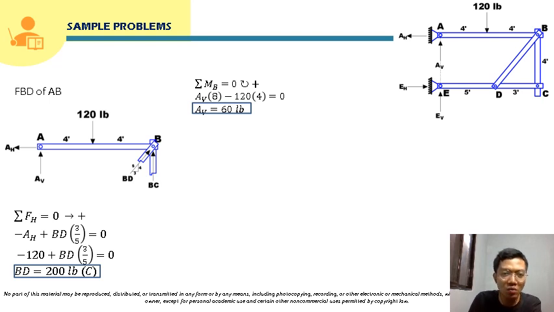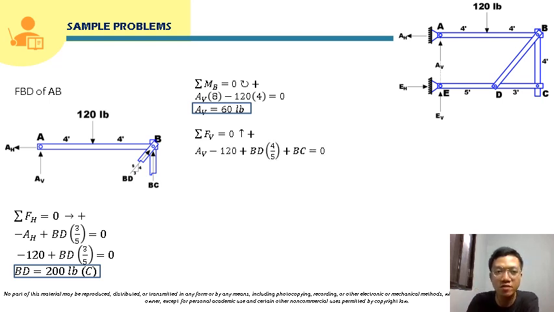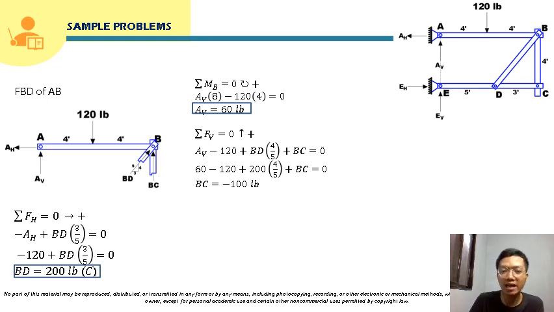Now since we already have AV, and we already solved for BD also, the only unknown here will be BC. So if we sum up forces vertical, we can directly solve for BC. That will just be AV minus 120 plus BD times 4 over 5, so that's the vertical component of BD, plus BC is equal to 0. Substituting the values of AV and BD, we can directly solve for BC. So solving for BC, that will just be negative 100 pounds.